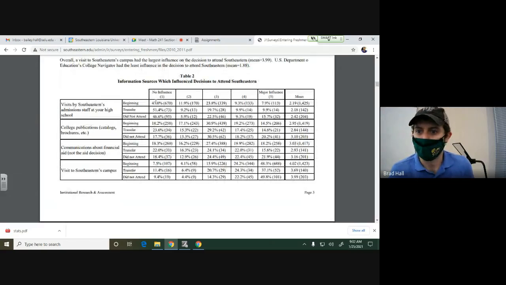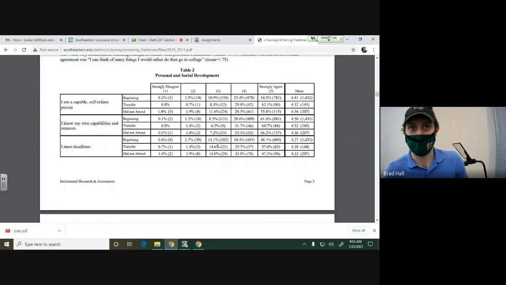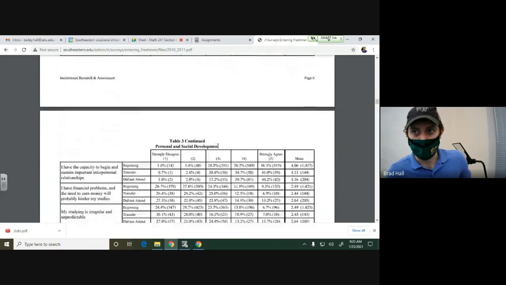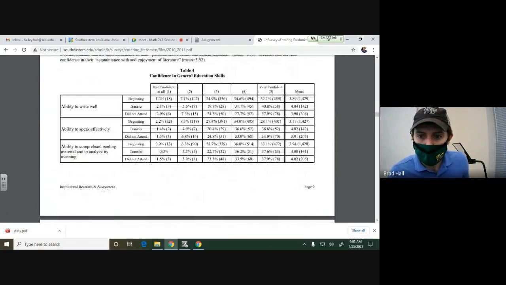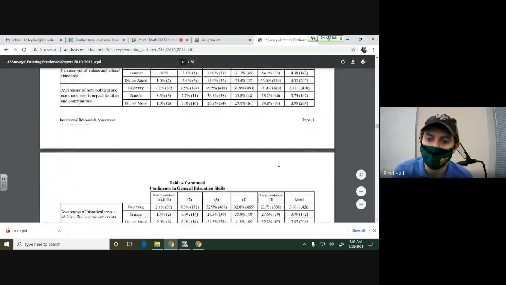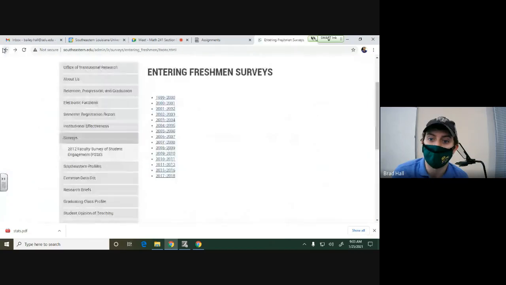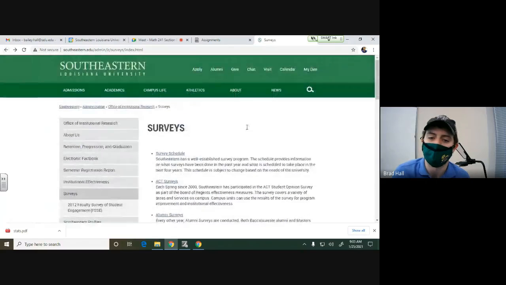There's various spreads, no influence to major influence. These are types of categorical or qualitative measures. And then there's some that will be quantitative, which we will talk about Wednesday in class. But I think these are all, I suppose if you were curious about the applications of these things, Southeastern does have these collections of information.